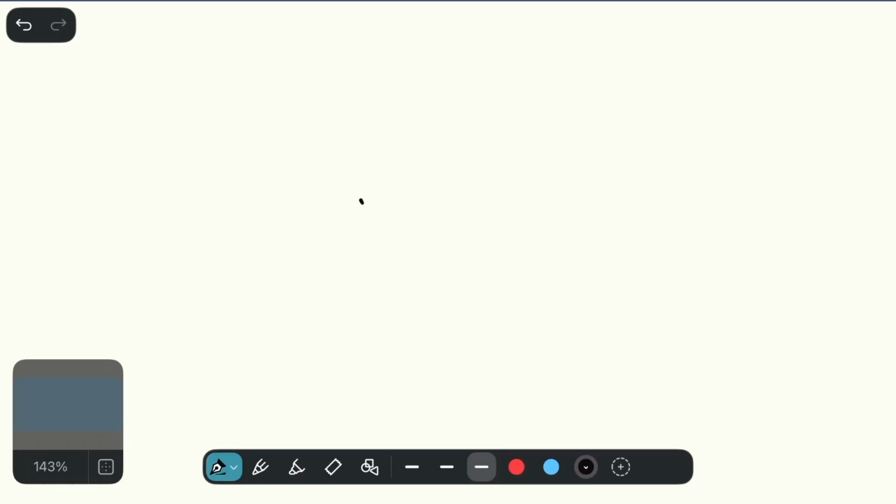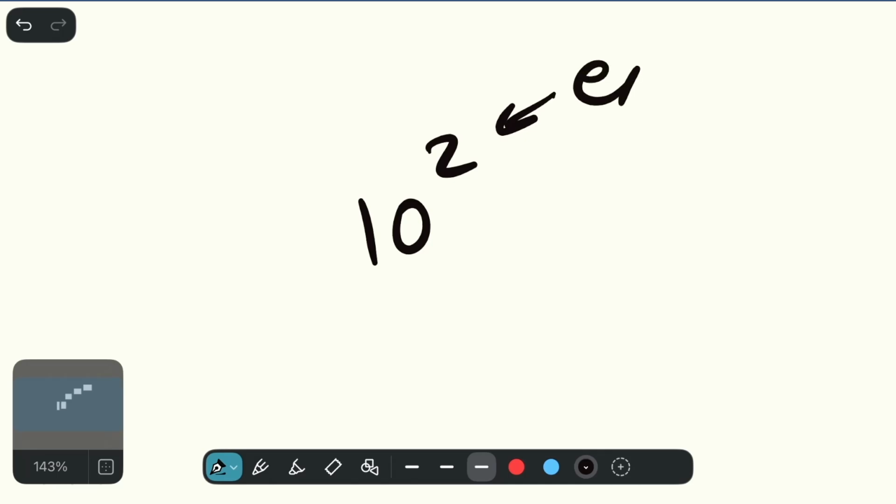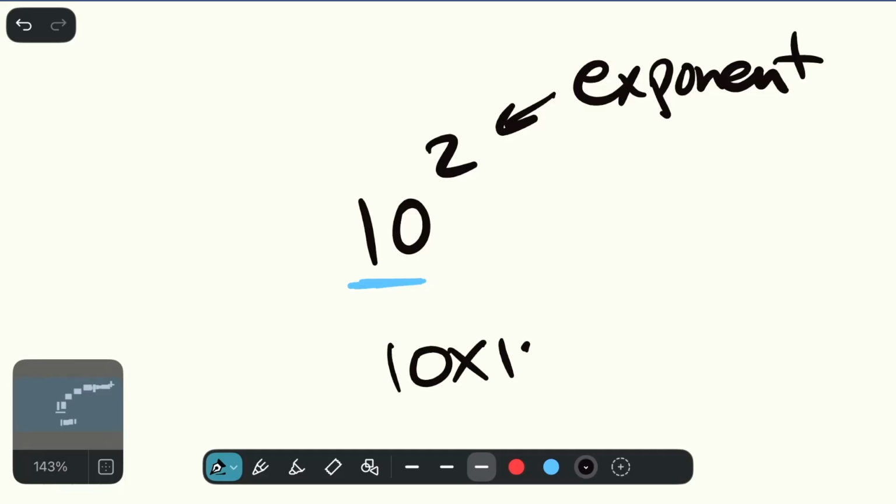When you see a number like this, with a little number raised up top, that raised number is what we call an exponent. And the exponent does something very important. It tells us how many times we need to multiply this number by itself. So in this problem, we have 10 squared, or 10 to the second power. And that exponent, 2, tells us that we need to multiply 10 times 10. So we have two 10s, we're going to multiply them, and that answer is 100.